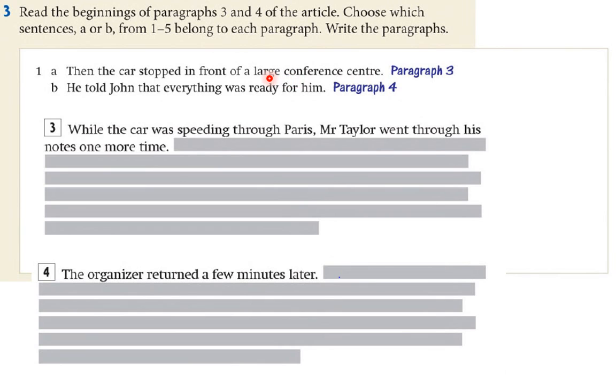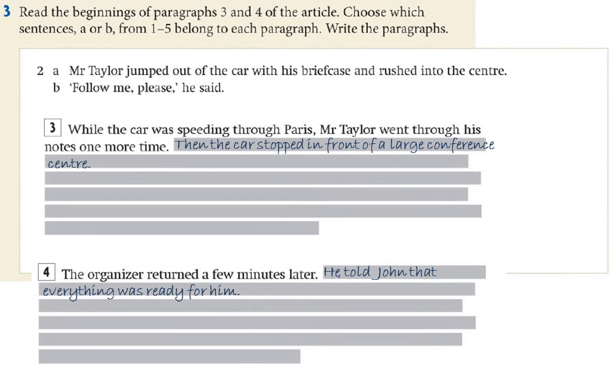So the first one, A. Then the car stopped in front of a large conference center. It is something related to the car, and because paragraph 3 is about the car, with Mr. Taylor inside it, this sentence belongs to paragraph 3. While in sentence B, he told John. So we have someone, he told John, and this he belongs to the organizer. So sentence B belongs to paragraph 4. While the car was speeding through Paris, Mr. Taylor went through his notes one more time. Then the car stopped in front of a large conference center. Paragraph 4. The organizer returned a few minutes later. He told John that everything was ready for him.